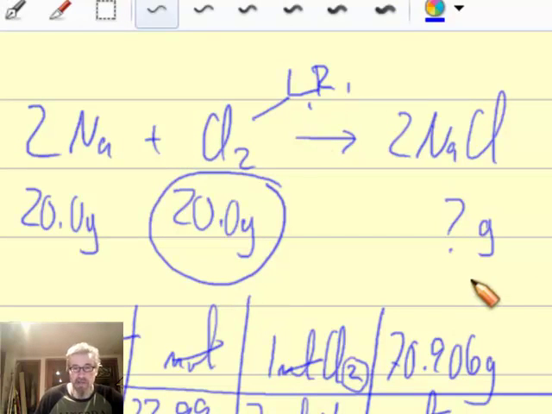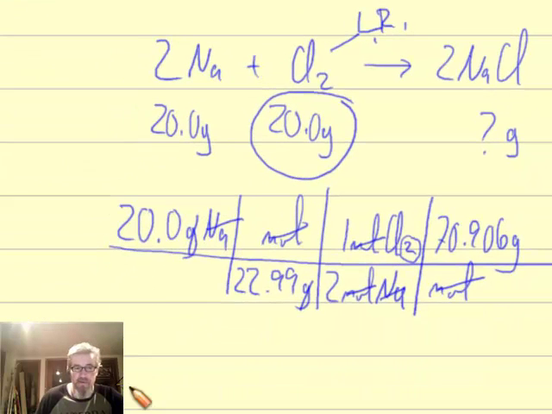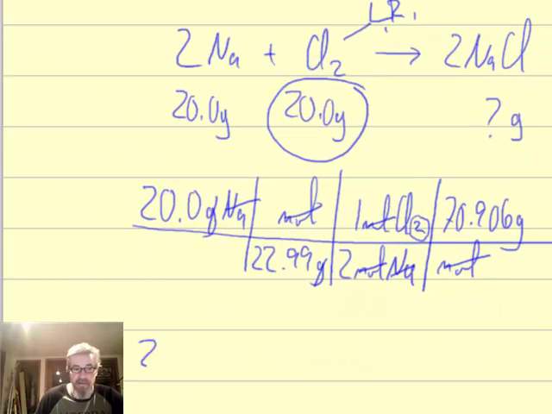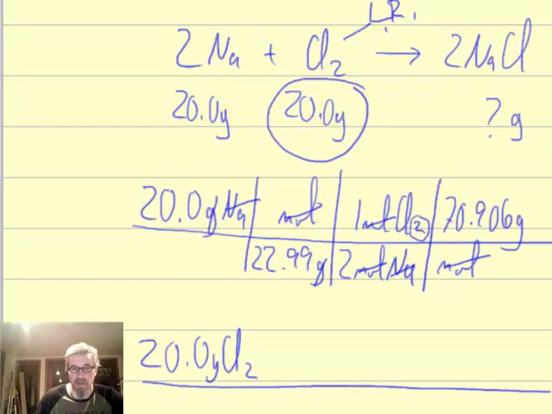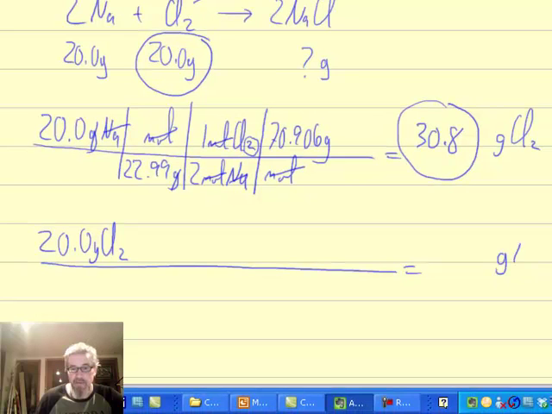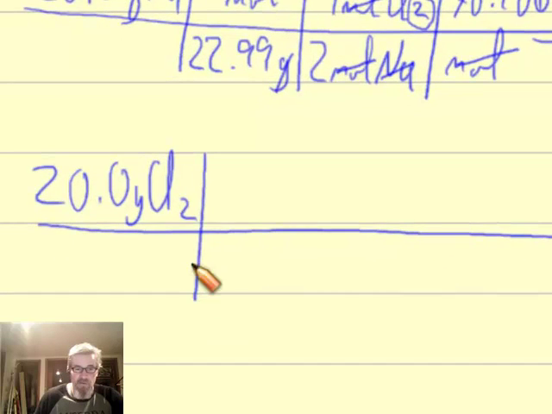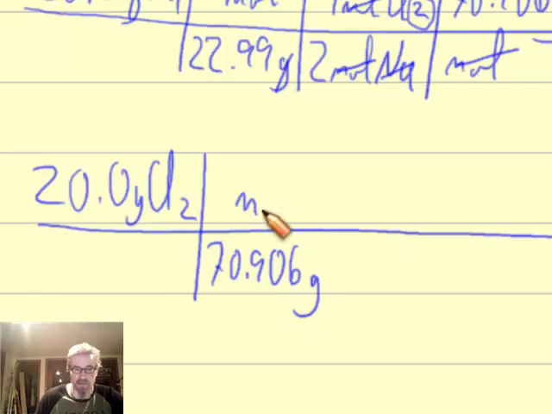Now that I know that, I can answer my ultimate question of how many grams of sodium chloride are going to be produced. Starting out with my limiting reactant, 20.0 grams of Cl2, I want to end up with how many grams of NaCl will be produced. The first thing I have to do is change grams to moles. So 70.906 grams goes on the bottom and 1 mole goes on the top. That gives me moles of Cl2.